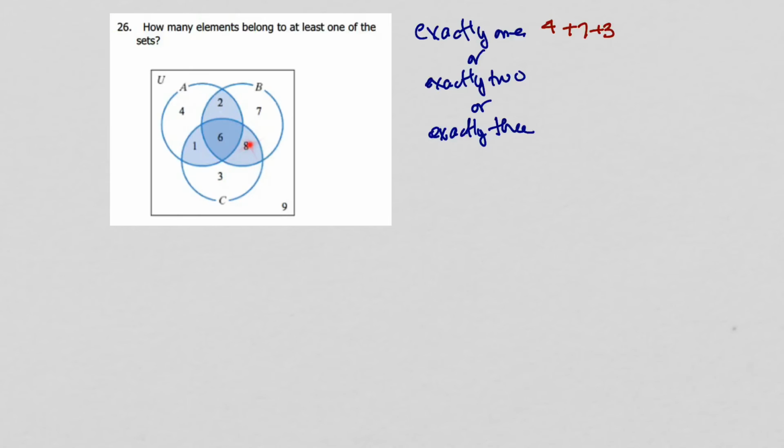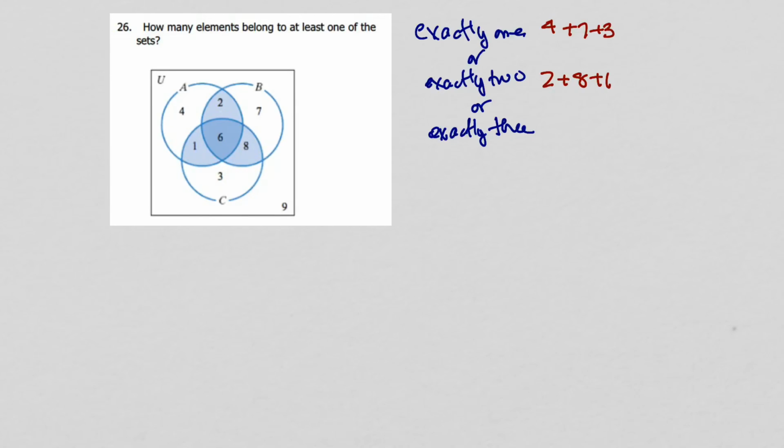So anything in here, they're in exactly 2. And this element out here is in exactly 2 of them, right? It's in A and C. So I'm looking at 2 plus 8 plus 1, right? It's the 2 plus the 8 plus the 1. Those are the number of elements that are in exactly 2 sets.